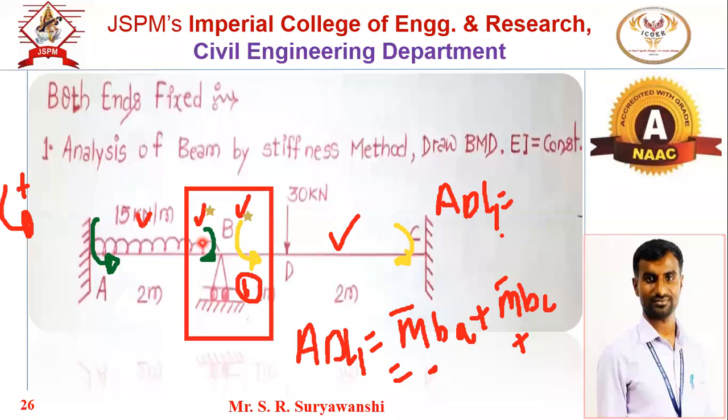UDL on entire span. Fixed end moments are given by the formula minus WL square by 12. Very good, minus WL square by 12. So this will be minus WL square by 12. And what about M bar BC? Eccentric point load. This is A, this is B, and we want M bar BC, first fixed end moment anti-clockwise, that's why plus. But what is the formula to find out the fixed end moment? Formula काय आहे?